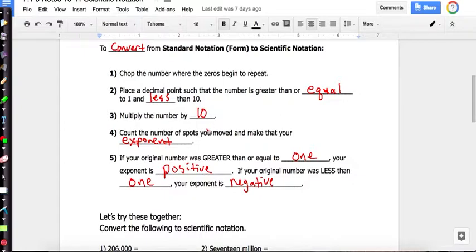Now, the reason these steps work is because of our knowledge of powers of 10. So when we're multiplying by something like 10 squared, we're really multiplying by 100. And when we multiply by 10 to the negative second, we're really multiplying by 100th. So that's why we're moving the number of spaces based on the exponent.